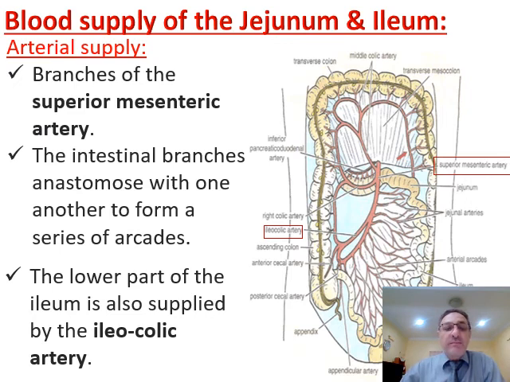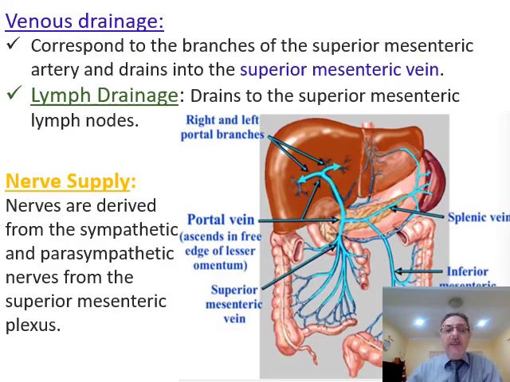Blood supply, as we mentioned, all the small intestine is supplied by the superior mesenteric artery. Even the ileocolic artery branches from the superior mesenteric. Venous drainage goes to the superior mesenteric vein. Lymphatic drainage goes to lymph nodes on both sides of the superior mesenteric artery. Nerve supply is from sympathetic and parasympathetic nerves from the superior mesenteric plexus.